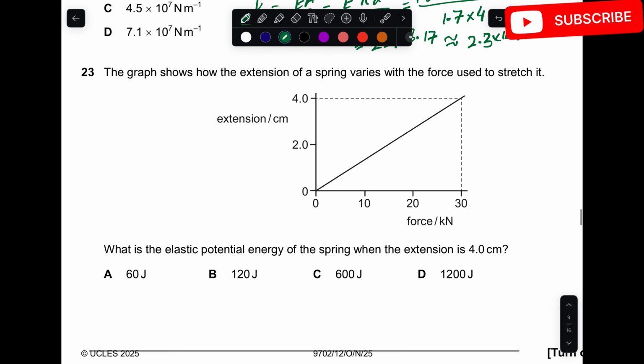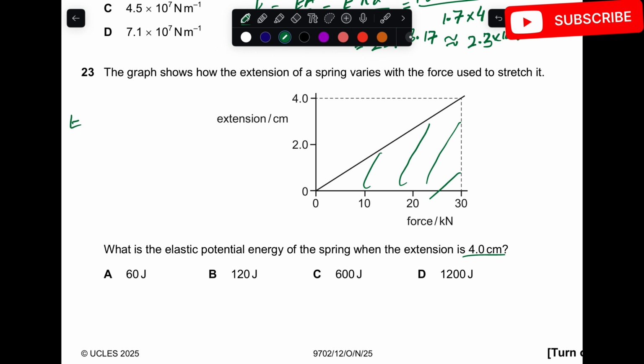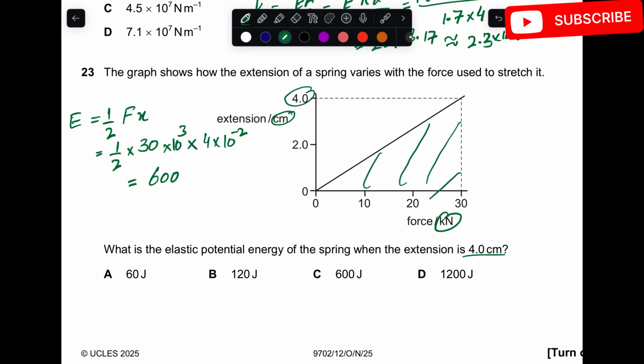In the next question, the graph shows the extension of the spring varies with the force used to stretch it. What is the elastic potential energy of the spring when the extension is 4 centimeter? Okay, so we know area under the graph will give you the elastic potential energy. So you have to find this area. E is equal to 1 over 2 F into x. F is 30 and it is in kilo, so 30 times 10 power 3 and x is 4 and it is in centi, so it is 4 into 10 raised to power minus 2. Doing the calculation, you will get 600. It's option C, that is correct.